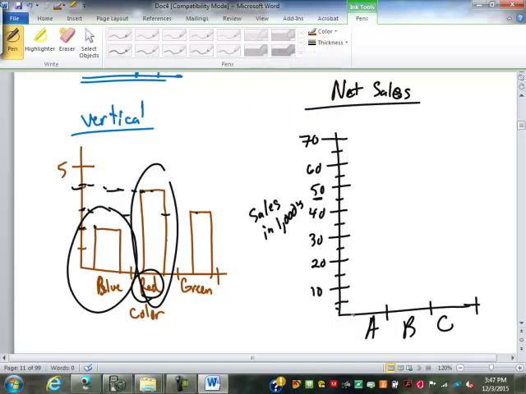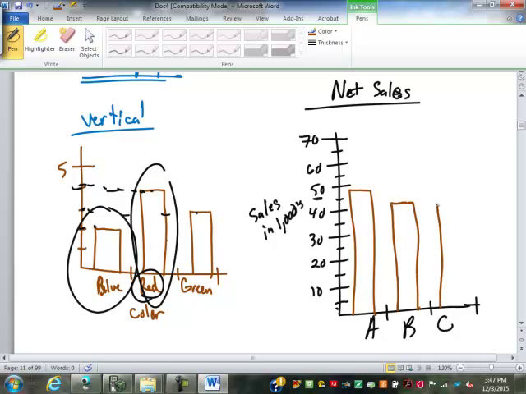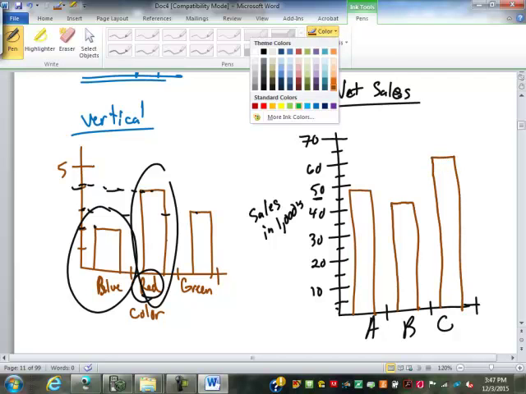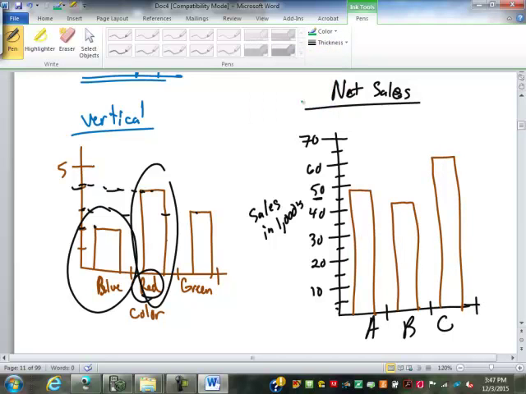So I'll put the bars in. The sales for company A, there. Company B, there, company C, there. To make my point, which company had the most sales? C. Least sales? B. Very good. If I had to choose between company A and B, which one had more sales? A. So I can find the most and the least, and I can compare really quickly.